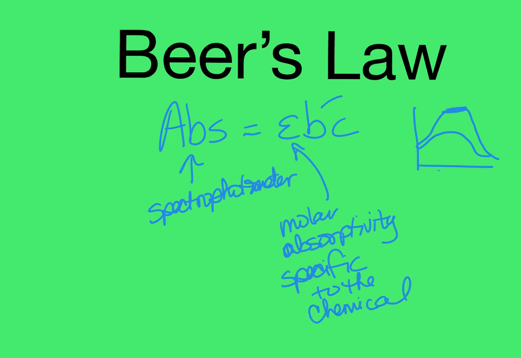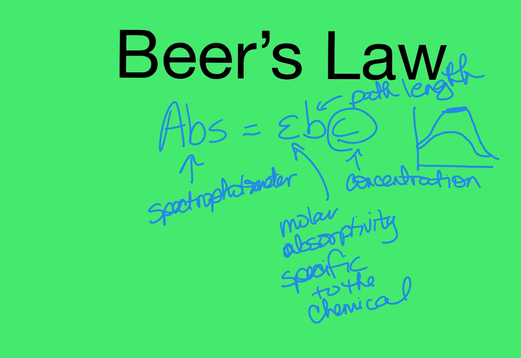B is the path length. And then C is the molar concentration. Or actually, it's just concentration, really, because all of this stuff is proportional to each other.